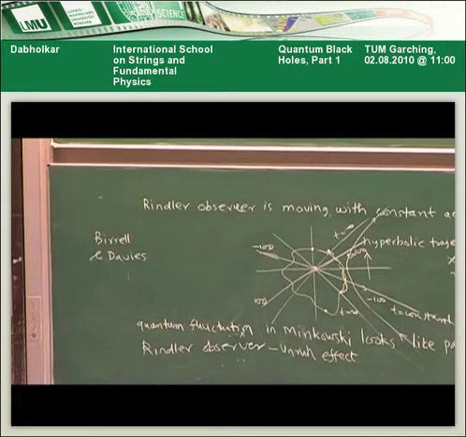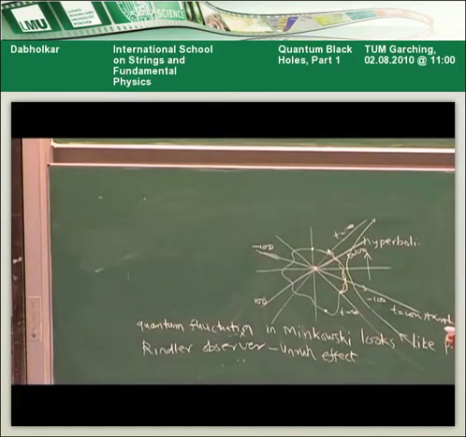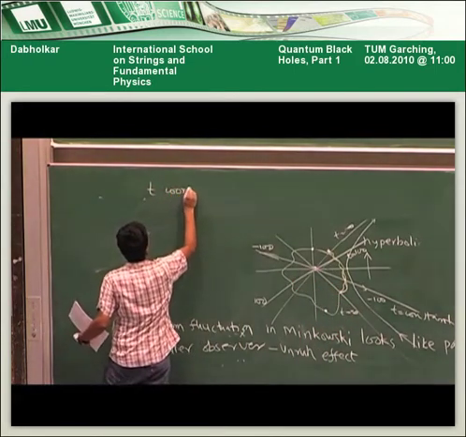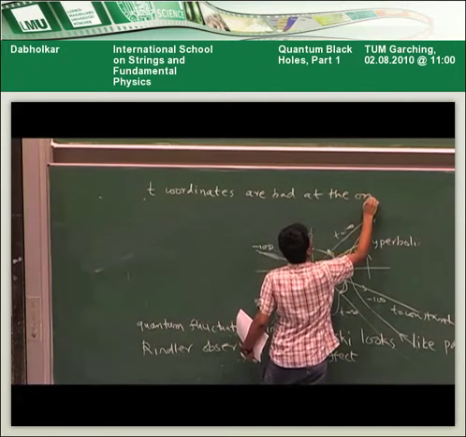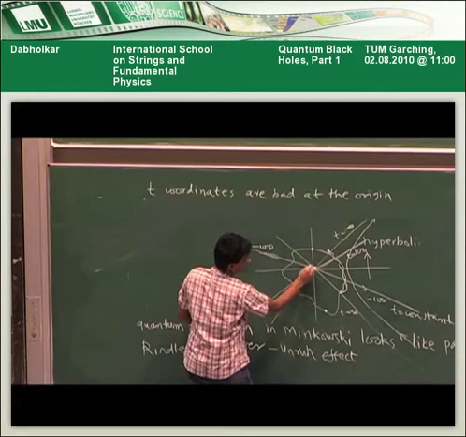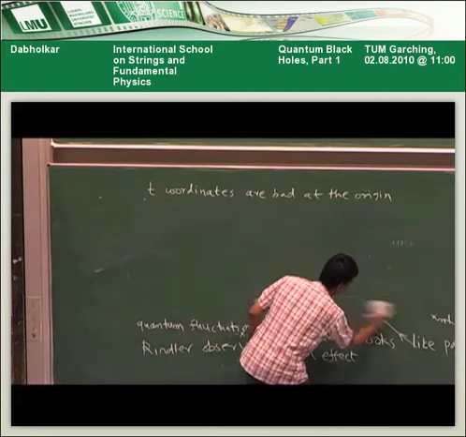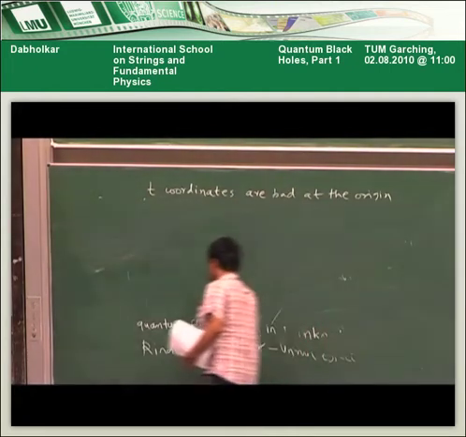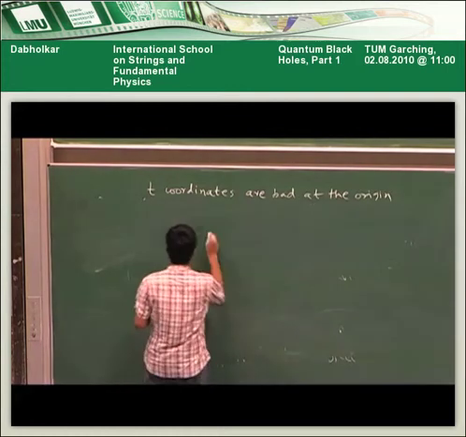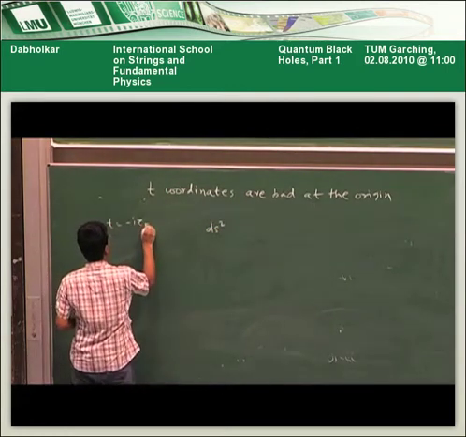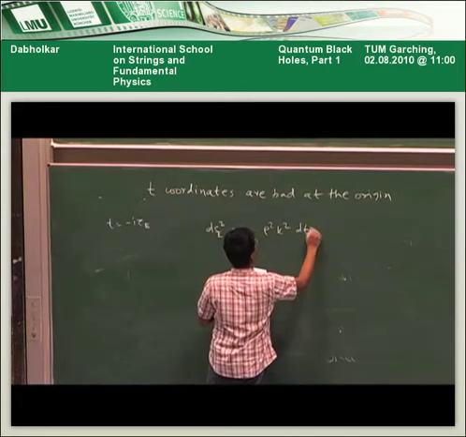given this metric, incidentally this makes it clear why this is a coordinate singularity. You can see that the t coordinates are bad at the origin. Let's try to understand what we mean by coordinate singularity a little better. If we make the Euclidean continuation t equal to minus i tau, then the Euclidean Rindler metric becomes rho squared kappa squared d tau_E squared plus d rho squared.